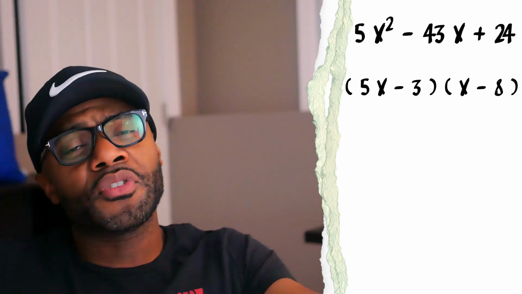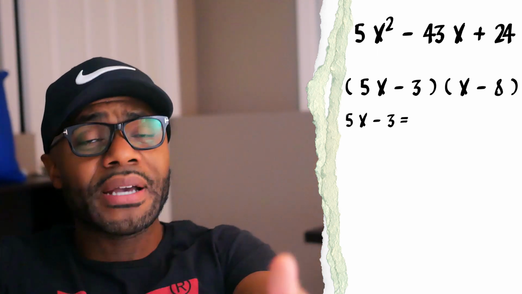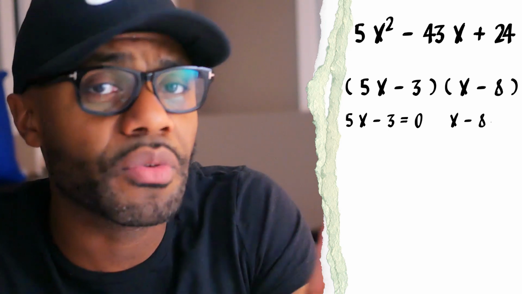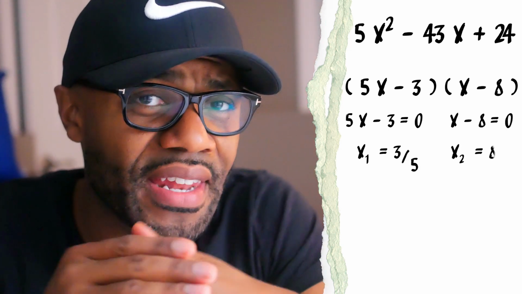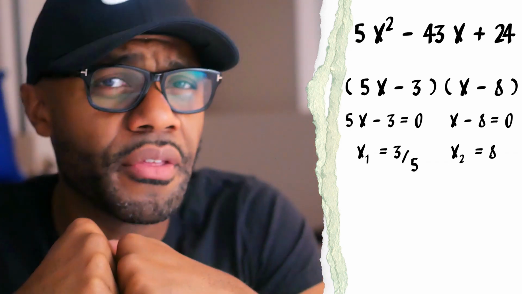Again, you have to go through with finding the roots by setting both of these factors equal to 0. That's going to leave us with two answers. x is equal to 3 over 5 and x is equal to 8. Let's try another to further clarify this method of factoring.